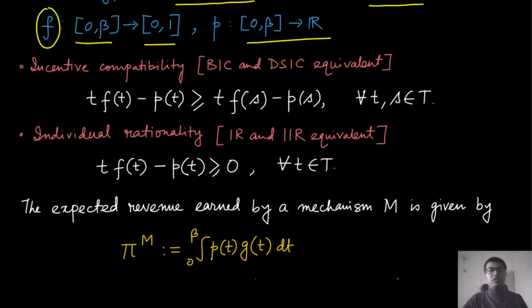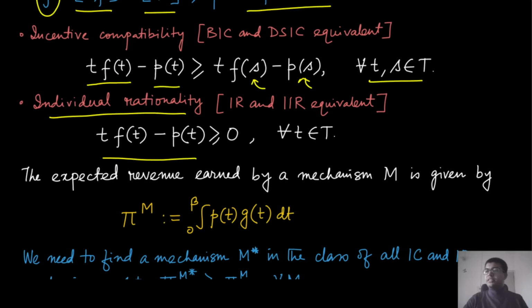Now in this context, the notion of incentive compatibility essentially coincides. The Bayesian and the dominant strategy coincides. So the idea of incentive compatibility is that t times f(t), which is the expected valuation for this player, there is only one player, minus the payment that he is making, is going to be weakly better than when he is misreporting to s. And this should hold for all t and s. Similarly, individual rationality will mean that this difference, the utility of this player, is always going to be non-negative.